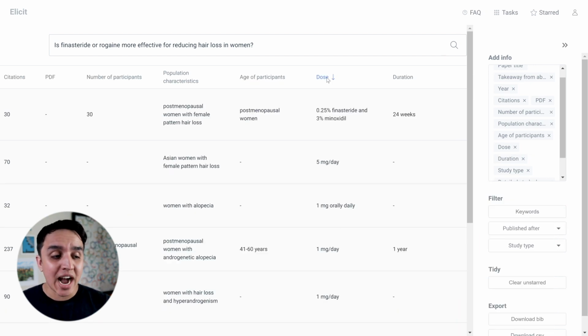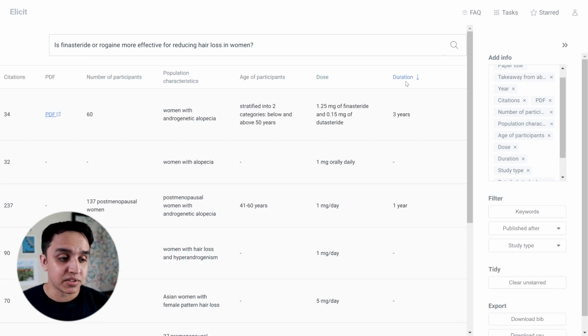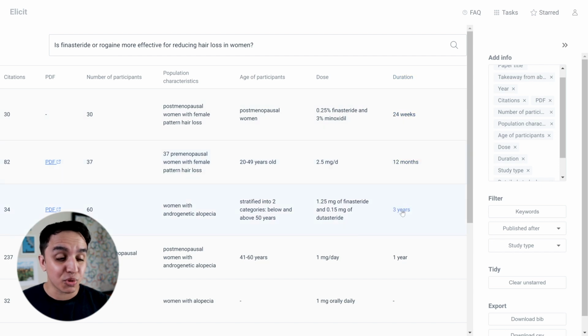Next, let's explore the methodology by adding columns that cover dose and duration. As we can see, there's a wide variety of dosages and timescales, from as little as 24 weeks to as high as 3 years. Understanding this allows us to put each of these papers in context and assess how robust their conclusions are.